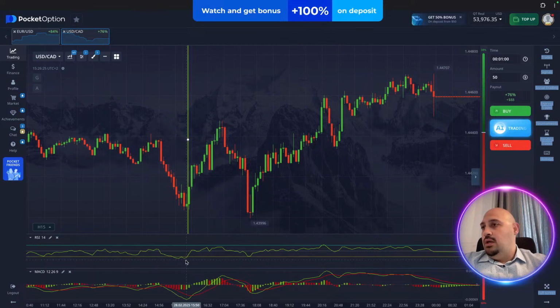Right here, the RSI shifting upwards, going above the 30%. MACD below zero, green line crossing over the red one. Beautiful buying opportunity. If you would have opened your position right here, and until the next 10-15 minutes the trend was going higher, you would have made a nice profit as well.